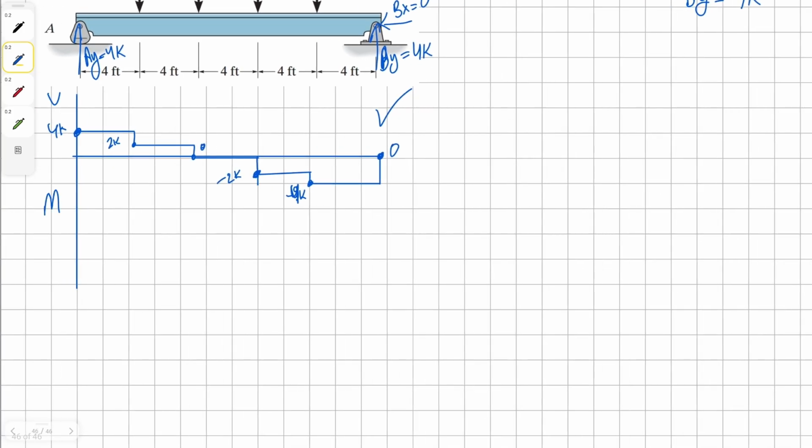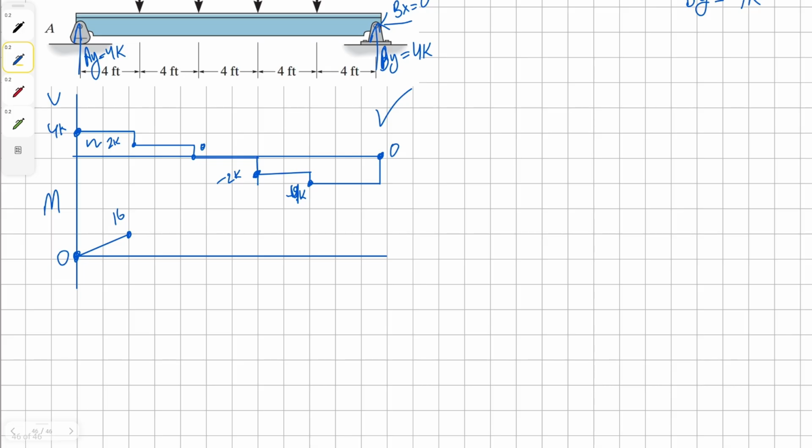Now we can start drawing our moment diagram. For the moment diagram, we're going to begin at 0. Then we have this area, which is positive. So that means we're going up. It's going to be 4 feet and 4k. So that's 16. So we can go up 16. It's going to be a first order curve. And then we have 2k for 4 feet.